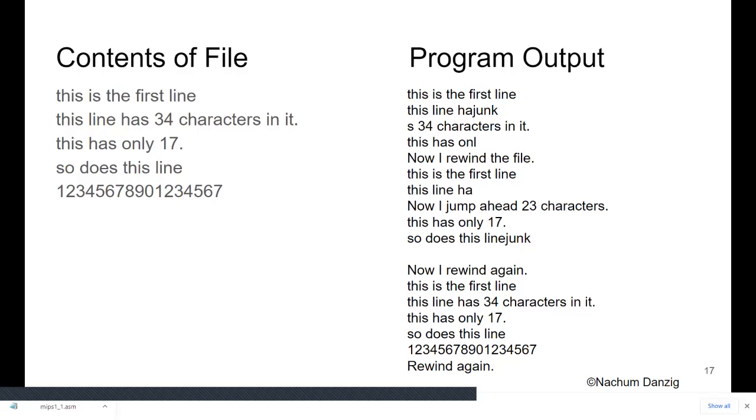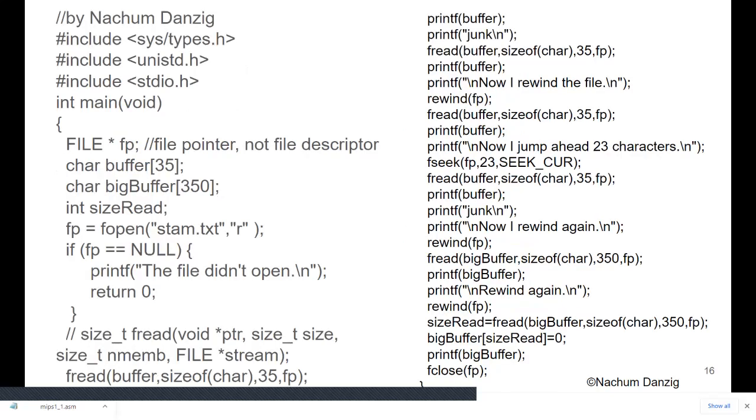But how much did I read? I read 35 characters, so this line also. Now I jump ahead 23 by doing this seek. We can just go forward from SEEK_CUR, from the current location, 23 on this same file pointer. And then read 35 characters, then print junk. Now I rewind again. And with rewind, I go again and I read into the big buffer, read 350, print the big buffer.